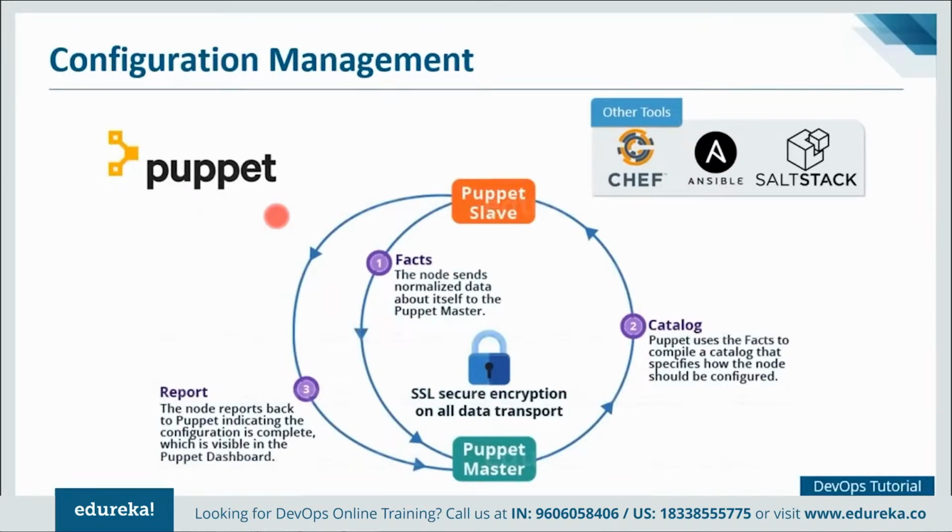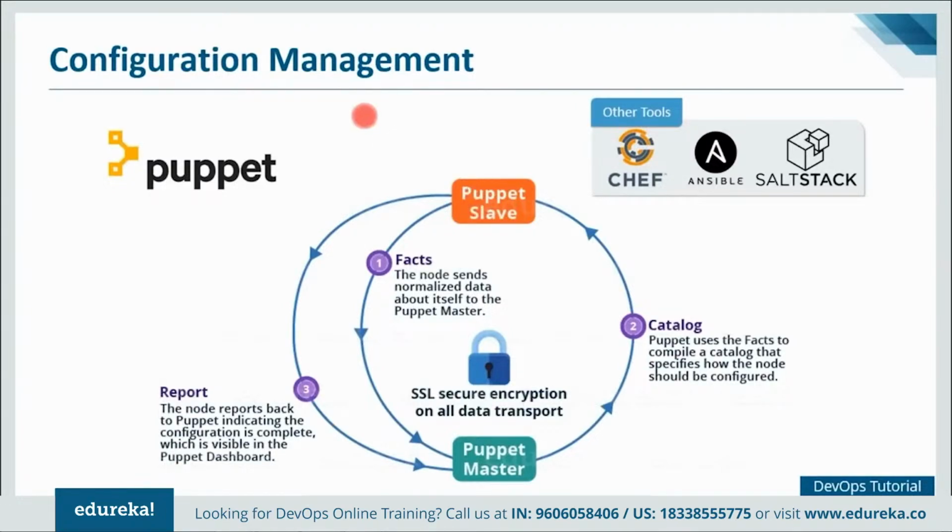In push configuration, the master will actually push the configurations onto the nodes, which happens in Ansible and SaltStack, but does not happen in Puppet and Chef. So these two tools, Puppet and Chef, follow pull configuration, and Ansible and SaltStack follow push configuration, in which the configurations are pushed onto the nodes. And in Chef and Puppet, the nodes will pull the configurations. They keep on checking the master at regular intervals, and if there is any change in the configuration, they will pull it.